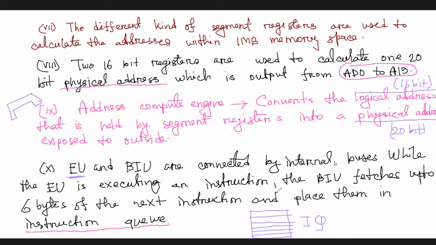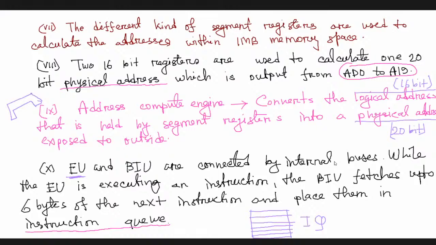So why do we need the instruction queue? Actually, the execution unit is faster. The execution unit performs very fast. That's why we need the instruction queue to store the next instruction. The execution unit is faster compared to the bus interface unit or the peripheral devices, input devices, output devices, memory devices. We need time to send instructions from the input devices to the processor. That's why the instruction queue is there to speed up the operation.